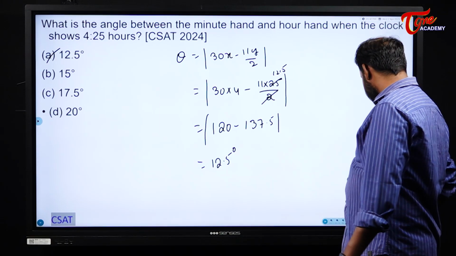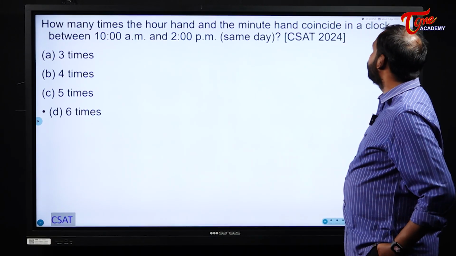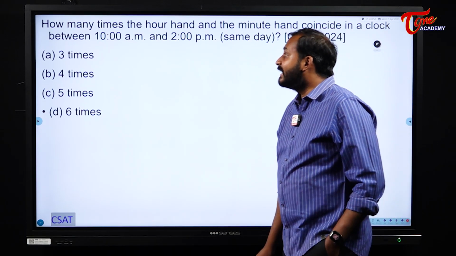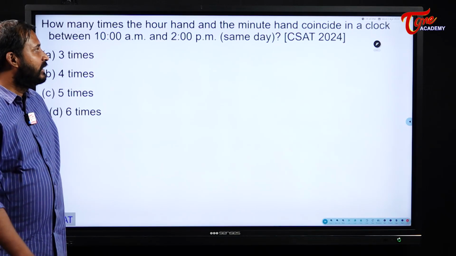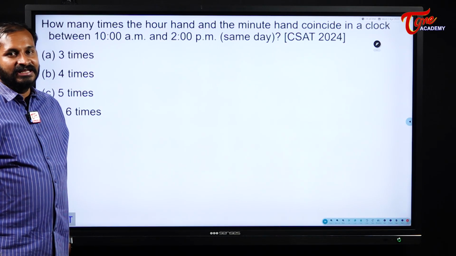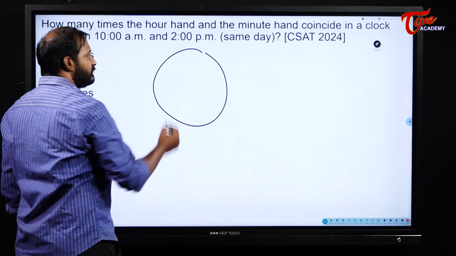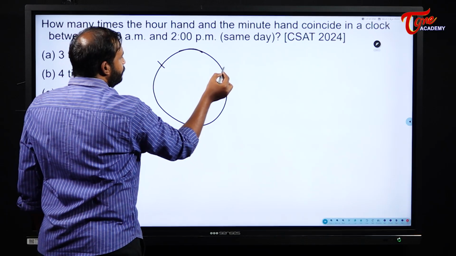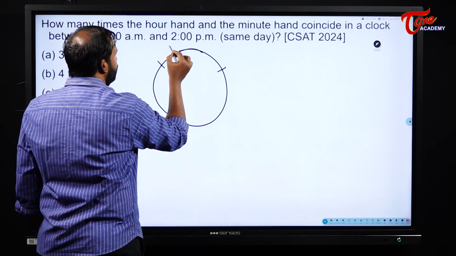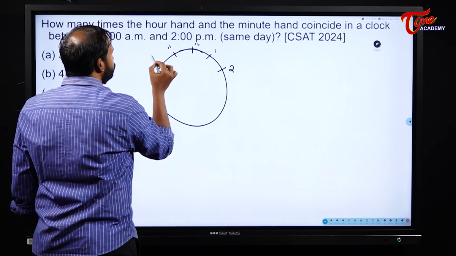Next one. How many times the hour hand and the minute hand coincide in a clock between 10 a.m. and 2 p.m.? Now see here, students, this is very, very important to know the basic concept. See, between 10 a.m. and 2 p.m., what are the time slots we have? 11, 12, 1 and 2.